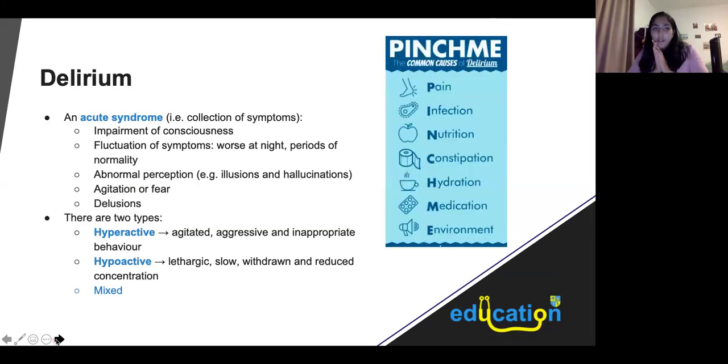Okay, a bit about delirium as a whole. It's an acute syndrome. So, bear in mind delirium versus dementia: if this has been going on for 6 months, it's not delirium. It's an impairment in consciousness. It fluctuates. It's called sundowning, where it normally gets worse at night.